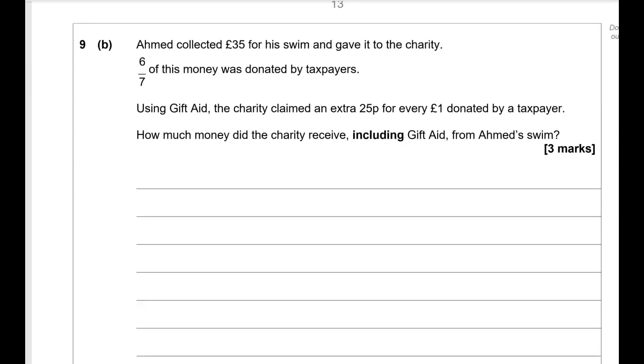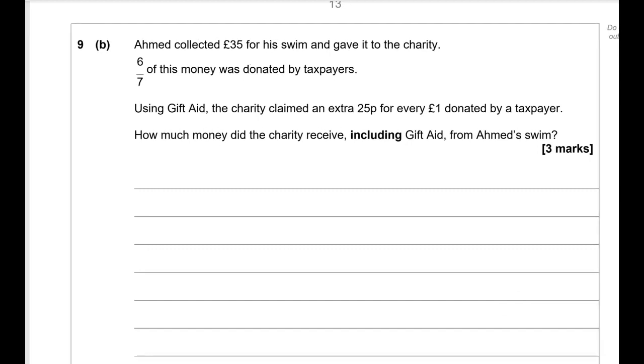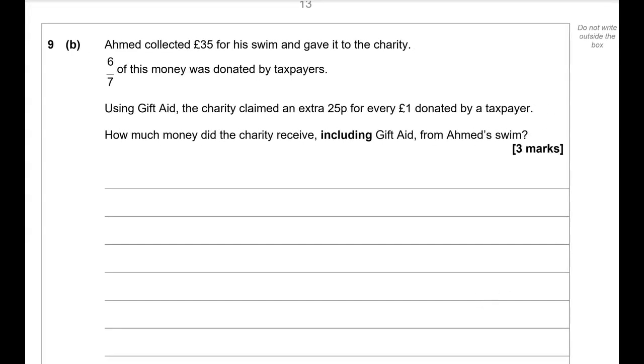Ahmed collected £35 for his swim and gave it to the charity. 6/7 of this money was donated by taxpayers. Using gift aid, the charity claimed an extra 25p for every £1 donated by a taxpayer. How much money did the charity receive, including gift aid, from Ahmed's swim? So the extra 25p is for the donated money. So donated by a taxpayer, we've got 6/7 of the £35.